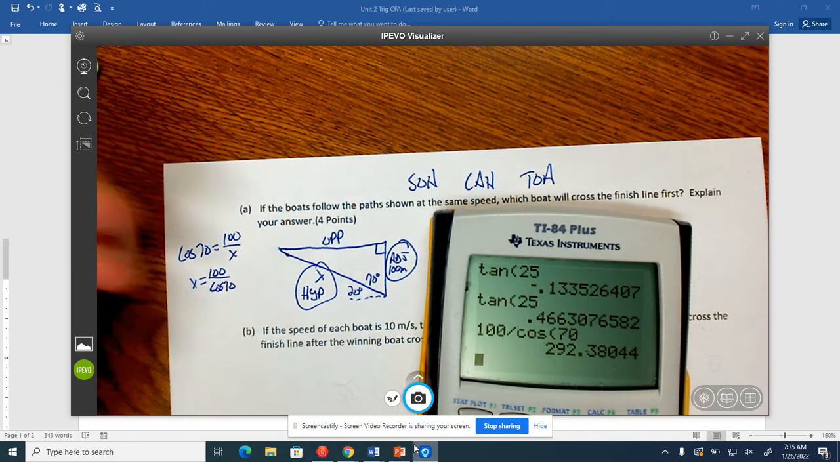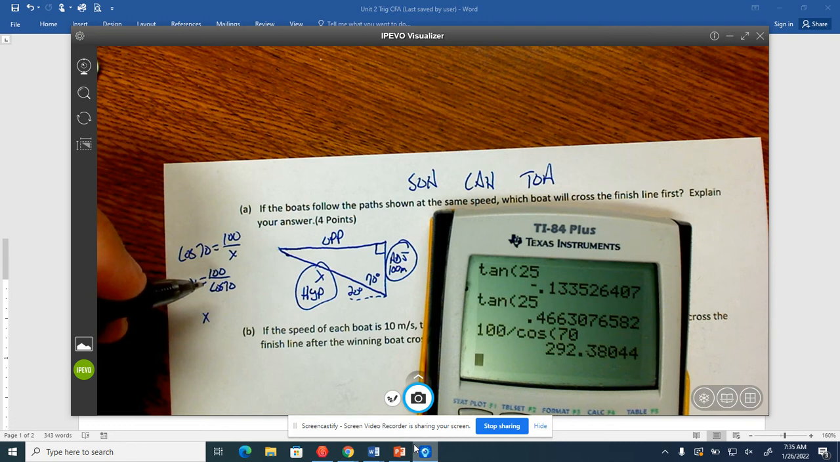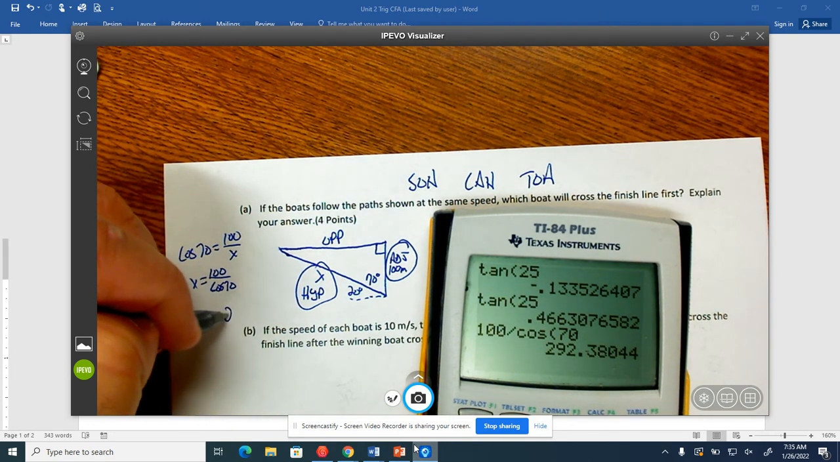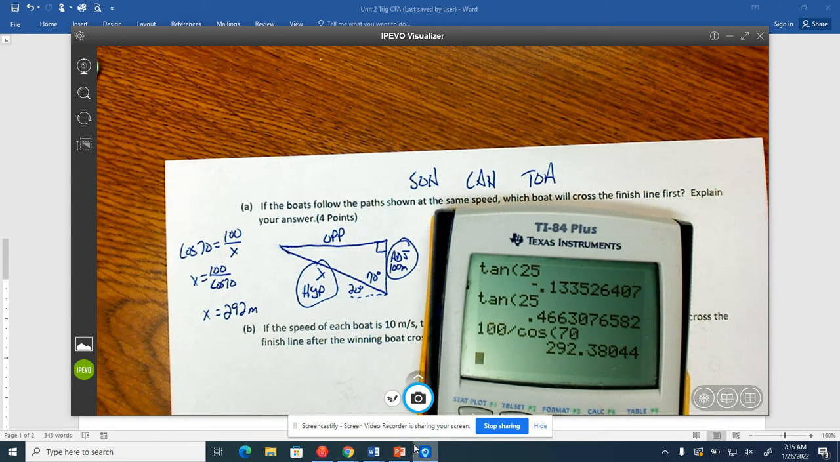I can take this several ways. I mean, 292.4, 292, either one. I just keep it like this, 292 meters. No big deal.